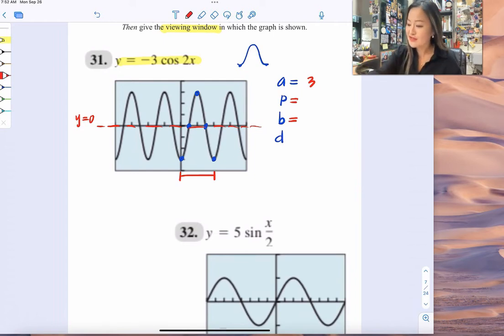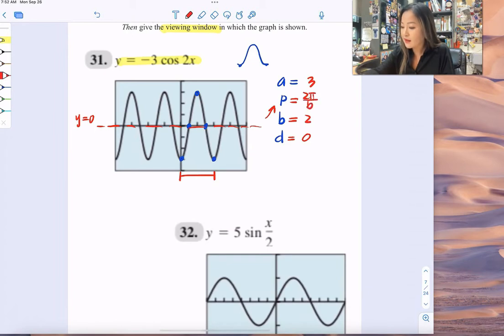But you do know, I mean, you have this equation to work with, right? Okay, so your B is 2 and your D is 0 because there's no vertical shift. So how do you get the period? You know that period is 2 pi over B. It's 2 pi over 2, which gives us pi. That means this spot has to be pi.